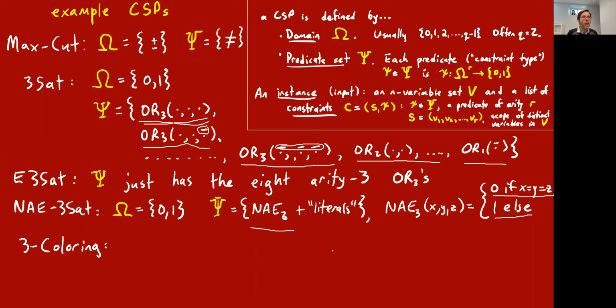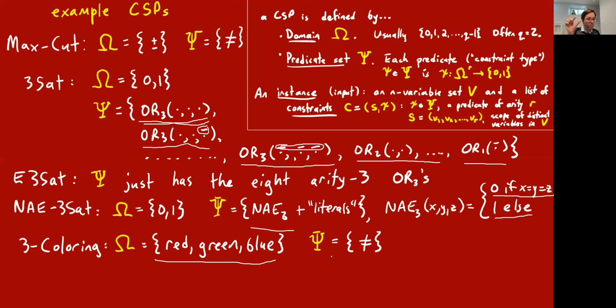Anyway. 3-coloring is a very popular algorithms problem. It's also a CSP. On one hand you think of it as a graph, where you're trying to color the vertices with 3 colors. But you can think of the vertices as variables, and the domain is red, green, blue. So you're trying to assign one of 3 colors to each vertex. Each edge is just insisting that its endpoints get unequal colors. So here again, the predicate set only has 1 predicate, the not-equals predicate. Formally, this takes a pair of colors and outputs whether or not they're unequal.